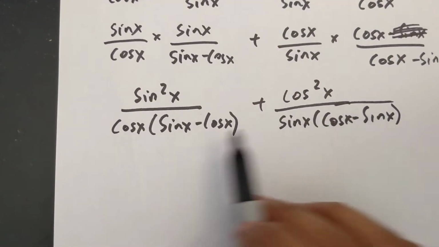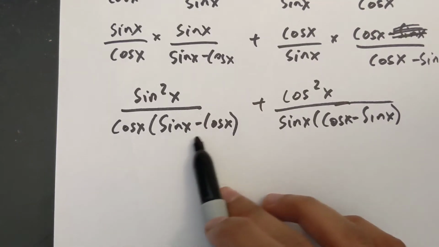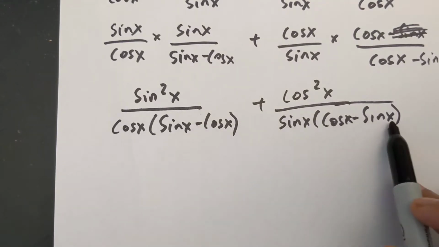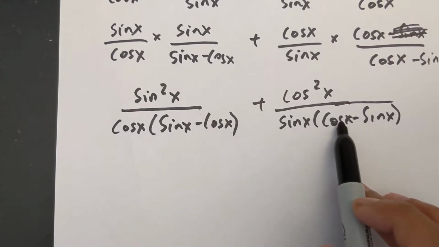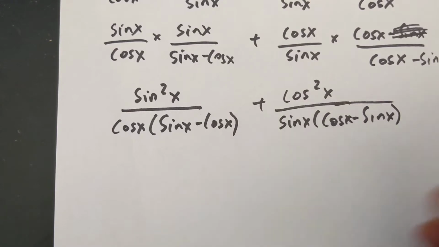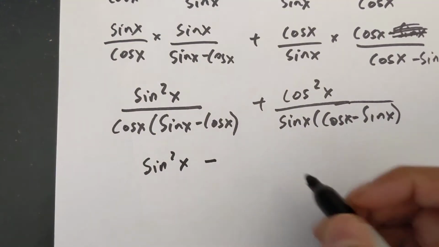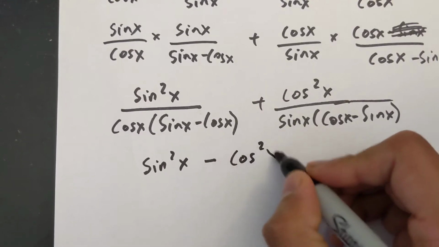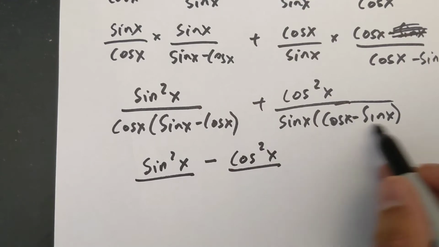Now if we compare these two denominators, these two brackets are almost the same, but this is sine x minus cos x and this is cos x minus sine x. So if I want to make them identical, I just have to factor out a negative and I'll make them identical. So I have sine square x minus cos square x. So I change the sign to a minus. I'm going to flip that around.